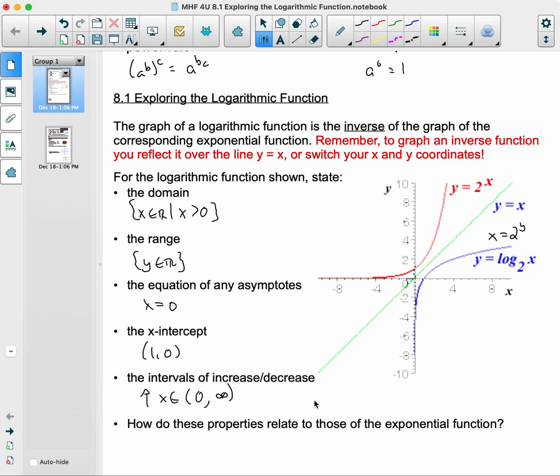Okay, so they relate to the properties of the exponential function in that they're basically the opposite. Your exponential function has a domain of all real numbers and a range that's greater than 0. Its asymptote is at y equals 0, it has a y-intercept at 1, and it's also always increasing. So they're connected the same way we would expect for any kind of an inverse relationship.